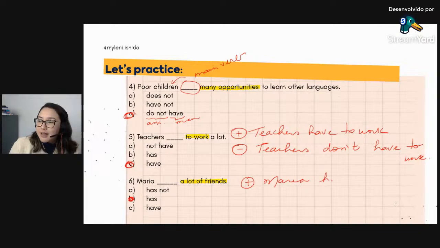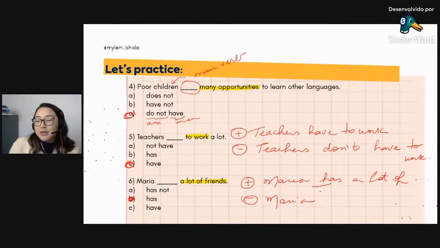Maria has a lot of friends, okay? In the negative, in this case, it is a main verb, right? And I'm talking about the present simple. So the auxiliary would be doesn't, in the negative, doesn't have a lot of friends. You cannot say Maria has not. No, it doesn't exist in this case. Okay. I think we have more here.